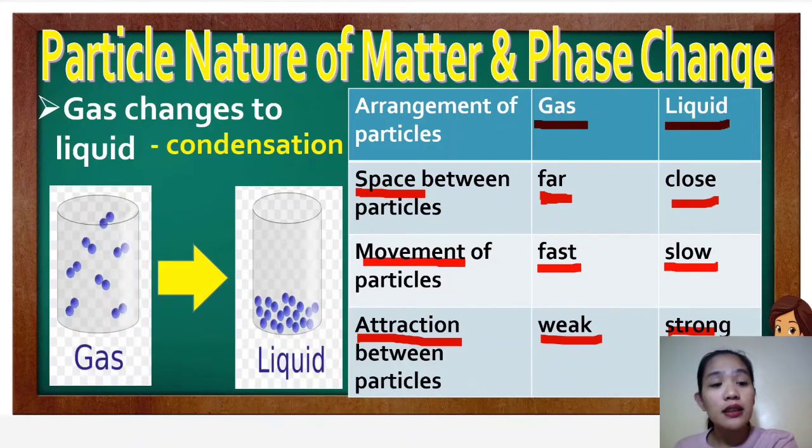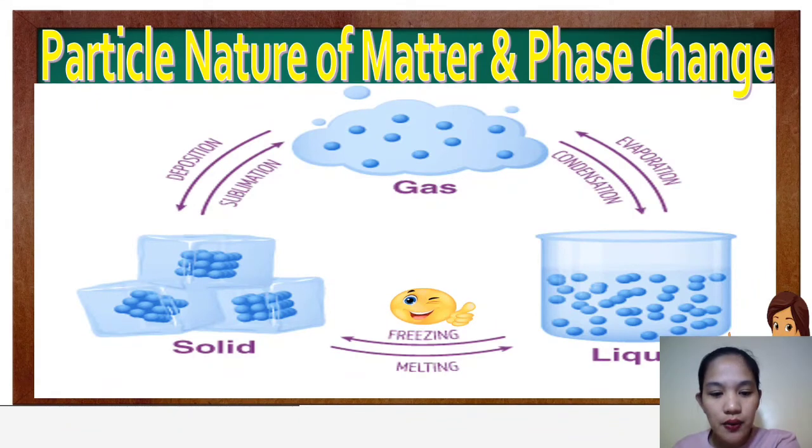Again, since the matter changes from gas to liquid, the nature of the particles will also change. Okay, so we're done with condensation. What's next, Mr. Smiley? According to him, we are now in the freezing process. Okay, so what if liquid changes to solid? The process is freezing. What will happen to the nature of particles of liquid if it will change to solid? Let us see. Will it be the same?